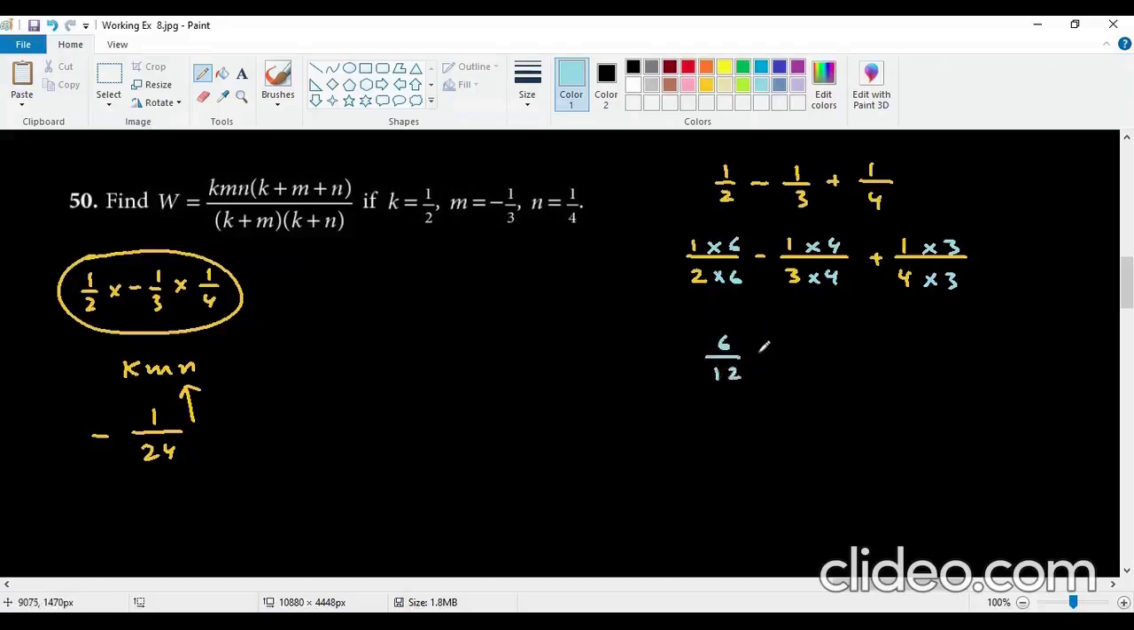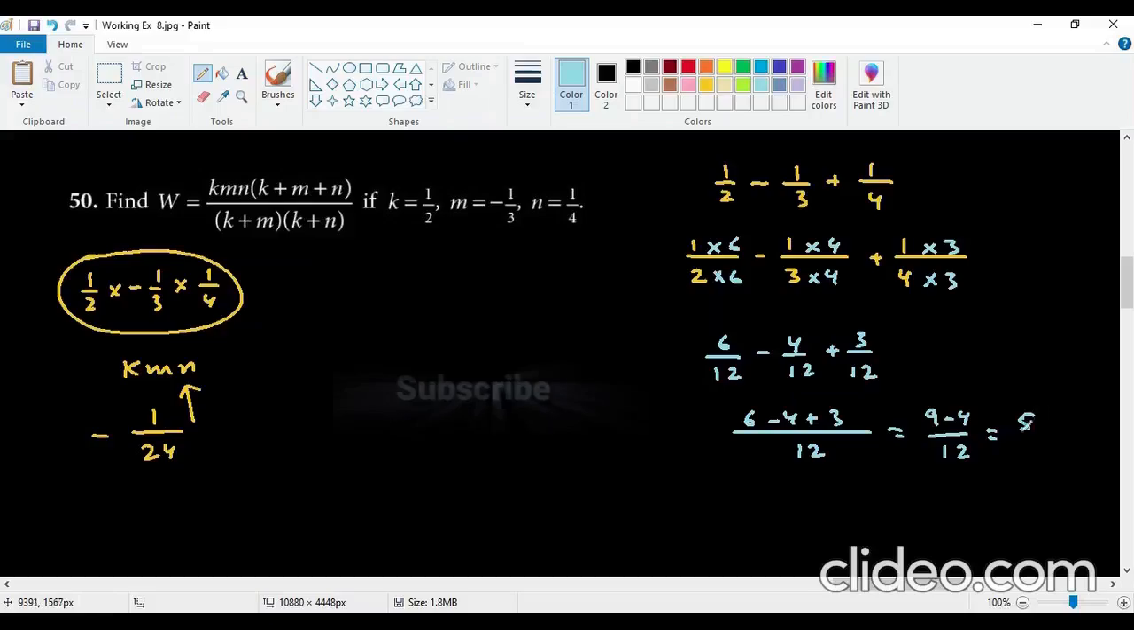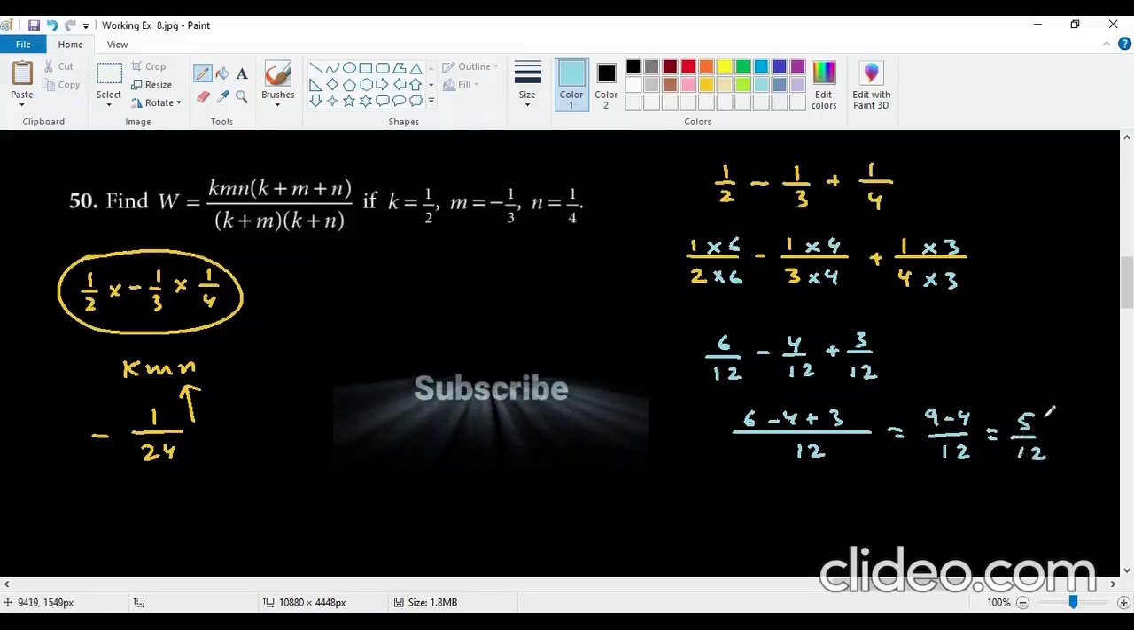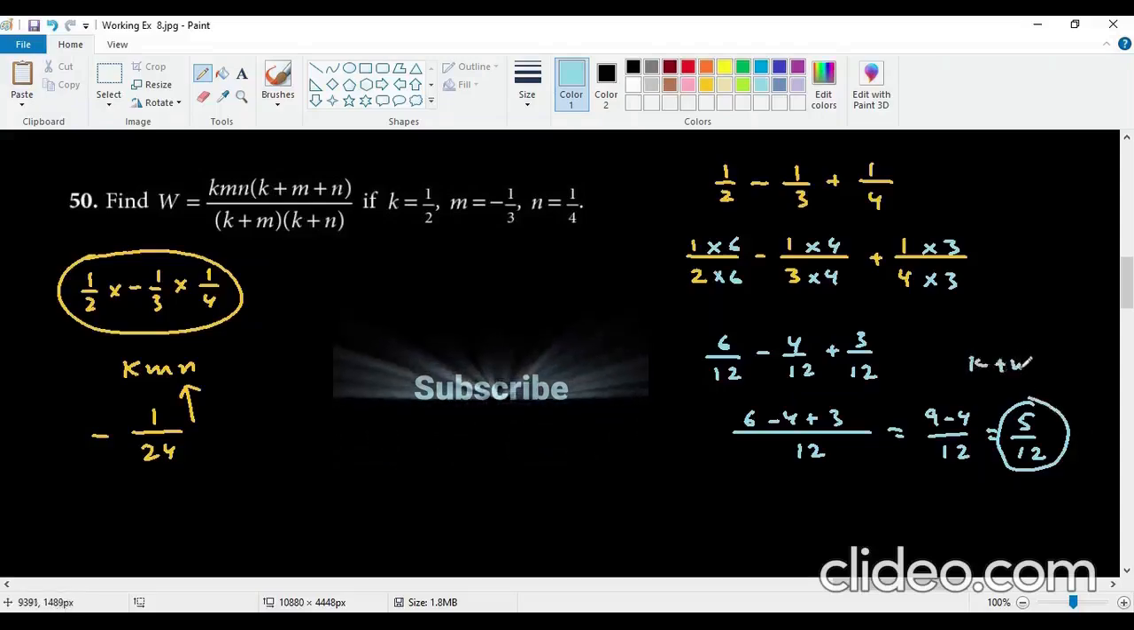Now I'll multiply the numerator by the same number to make the denominators equal. Now, this gives you 6 over 12 minus 4 over 12 plus 3 over 12. Now you can see the denominators are equal, and I will write this denominator only once. Now 6 minus 4 plus 3 is going to give me 9 minus 4, 9 minus 4 over 12. So this is going to give me 5 over 12. This 5 over 12 is the value of k plus m plus n. Now keep this in mind.